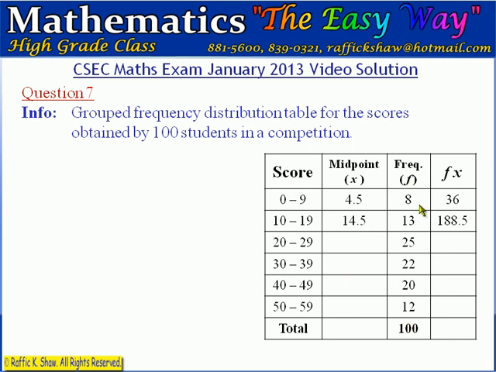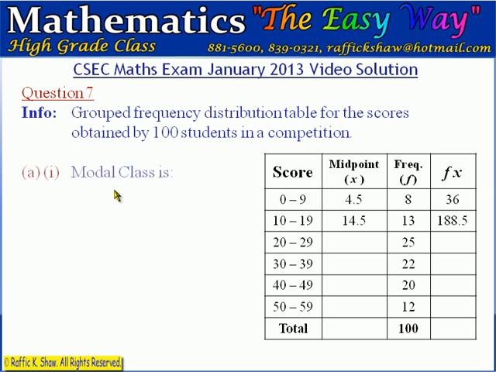These are the frequencies, meaning there are 8 students for this class or this group, 13 students for this second group, and so on. And these are the f multiplied by x, the frequency multiplied by a midpoint value. So here 8 multiplied by 4.5 is 36, and 13 multiplied by 14.5 is 188.5. And again here the column is not completed.